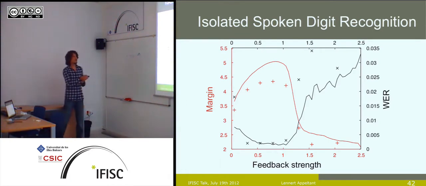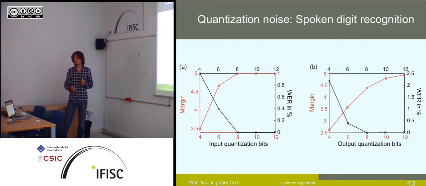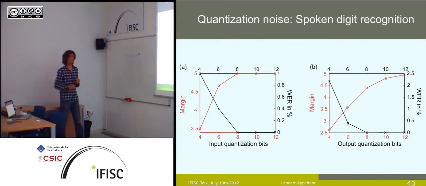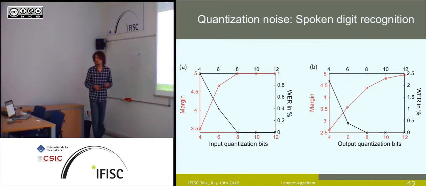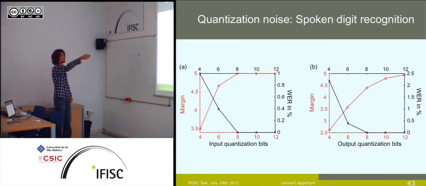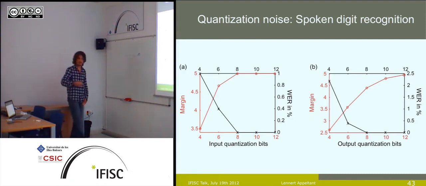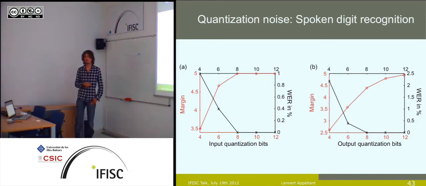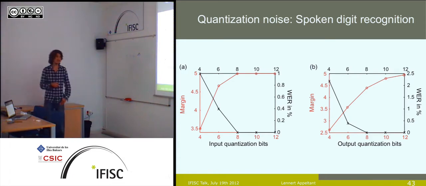Now, one obvious difference between simulations and experiments is noise. And the most important source of noise for the system is quantization noise. What you see on the horizontal axis is 2 to the power of the number of quantization bits that was used. Here on the left side, we quantize the input. You say the word 7, it is digitized, and then it is sent into the system. Let's take a look at the quantization there. What you see is that if we use 8 bits or more, we have an excellent word error rate. And if we use 8 bits or more, we have the maximum margin.